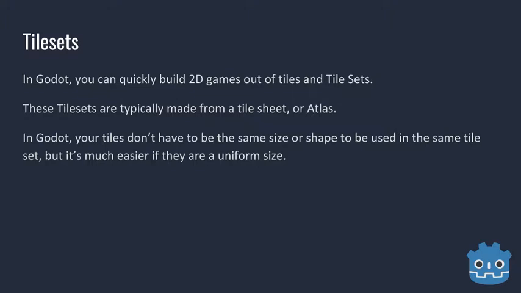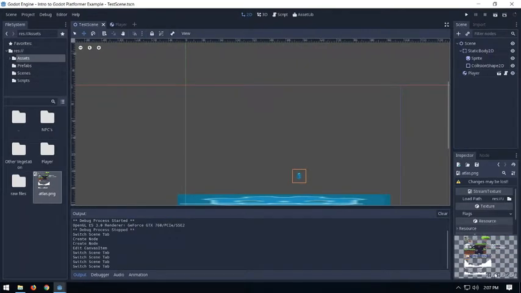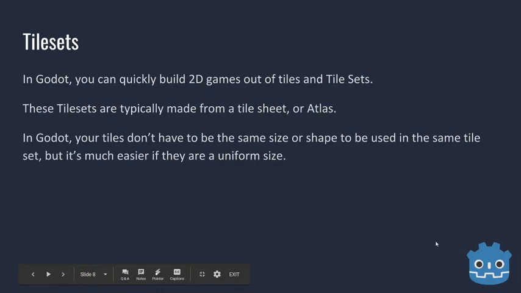And you lay out these tile sets by specifying areas within a tile sheet or an atlas, which is just one big texture that we can specify individual textures inside of. And that's sometimes called an atlas, sometimes it's called a region of a texture, but same terminology. So your tiles don't necessarily need to be the same size or shape. It makes it easier to work with if they are, but there's nothing stopping you from having a tile set with a bunch of different resolutions of tiles.